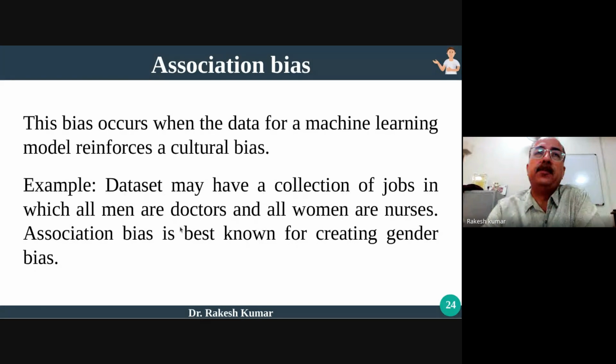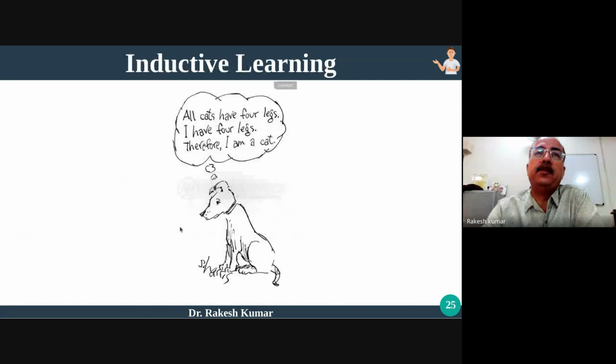So what will the machine learn? It will learn that for the purpose of this particular job, one has to be female. So when applications are invited, and there is some application from a male also for the job of nurse, it will reject it. This is known as the association bias.